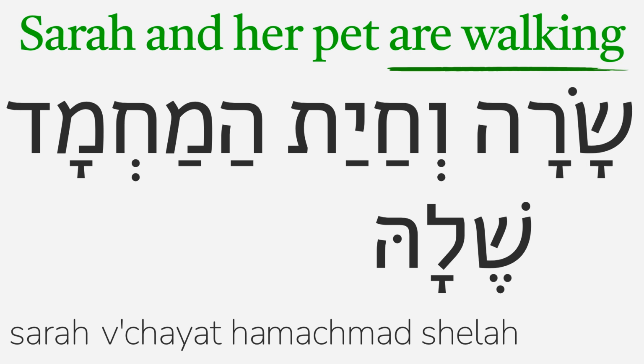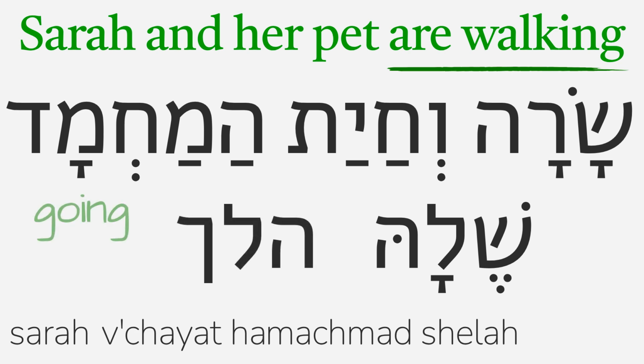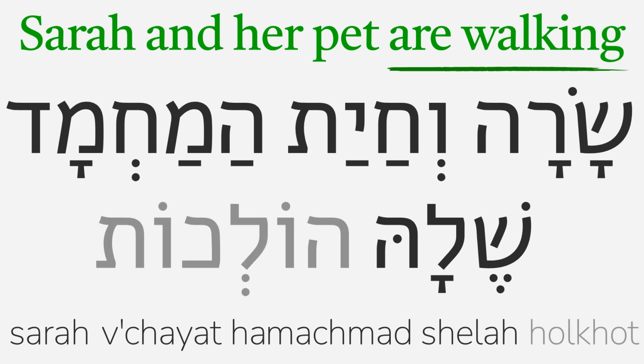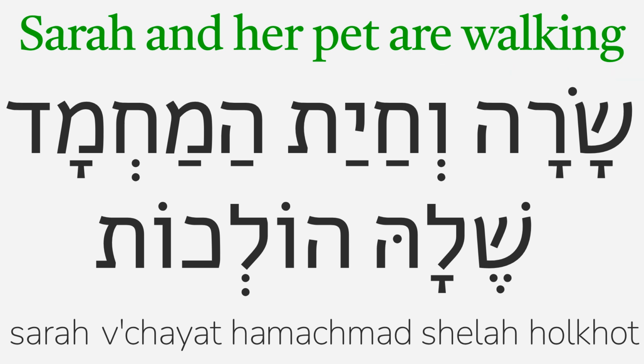In Hebrew, this is going to be the present tense from the root he lamed kaf, which has a meaning of going, but it can also mean walking. Since we have multiple things walking, this verb must be in plural form. And since chayat machmad is a feminine noun, just like Sarah, this verb will be in feminine plural form, which is holchot, are walking. Sarah v'chayat hamachmad shela holchot. Sarah and her pet are walking. Sarah v'chayat hamachmad shela holchot.